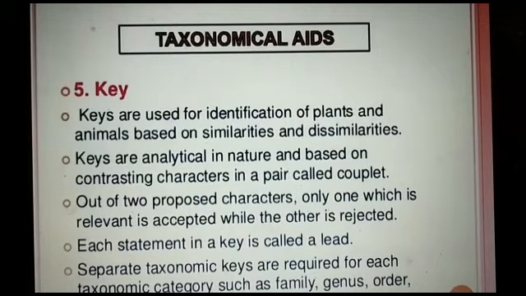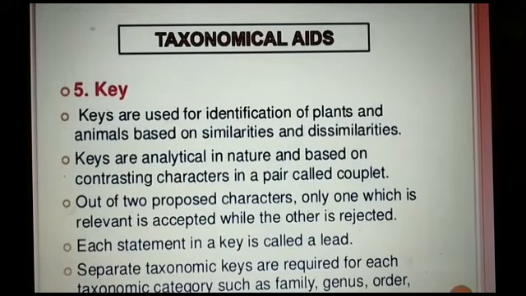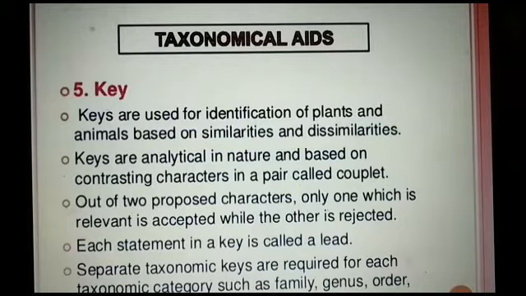The fifth one is key, and it is very interesting student and very important also, that keys are used for identification of plants and animals based on their similarity and dissimilarity. Actually, keys are analytical in nature and based on contrasting characters in pairs called the couplet. Out of two proposed characters, only one which is relevant is acceptable while the other is rejected. And each statement of the key is called a lead.